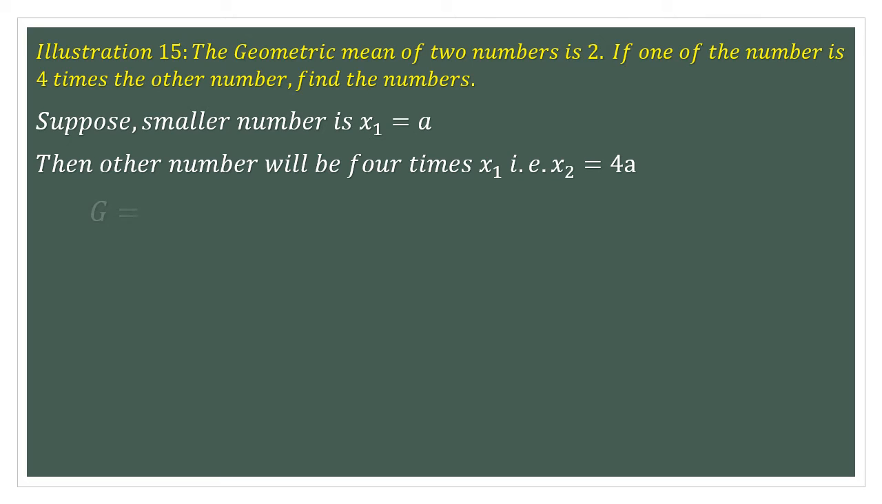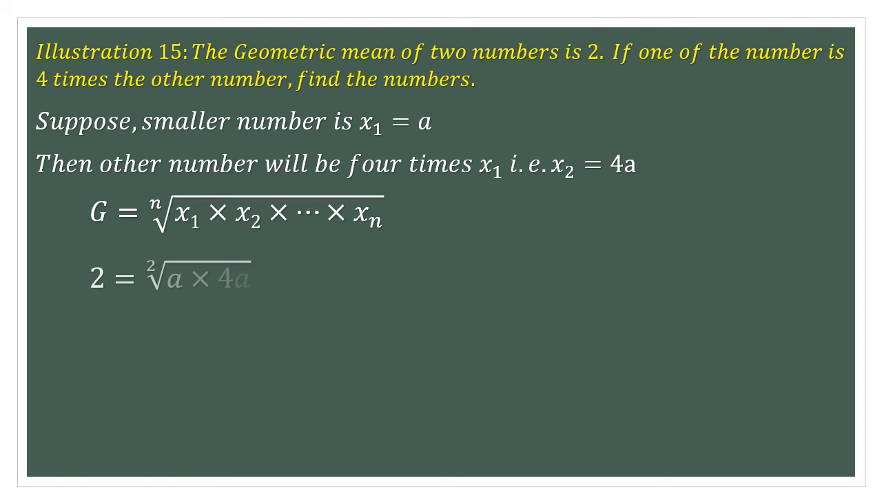What we are going to do is just put these values into our geometric mean formula. Now the geometric mean is 2. There are two numbers, so 2 will be the second root, or the square root, of a into 4a. The two numbers are a and 4a, their square root is there and the answer is 2, which is already given in the question.